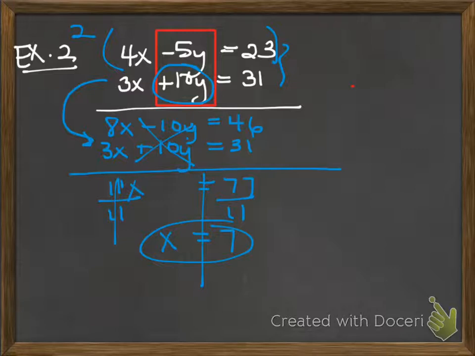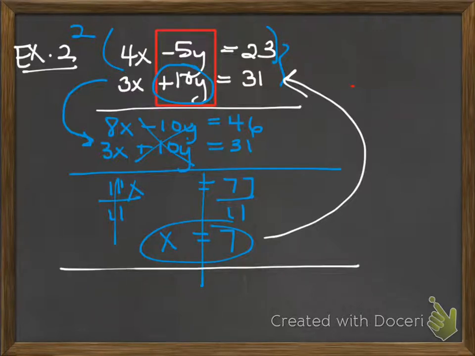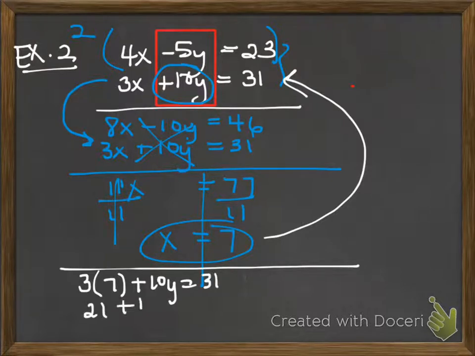Okay? Now we need to find our y value. So we're going to take this, plug it back into one of the originals. Since I haven't manipulated the bottom one at all and all the numbers are positive, I'm just going to use the bottom one. Okay? So I'm going to take 3 times 7 plus 10y is equal to 31. 3 times 7 is 21 plus 10y is equal to 31. Subtract 21 from both sides.